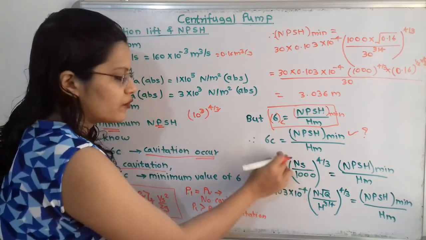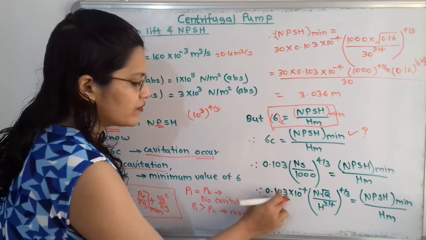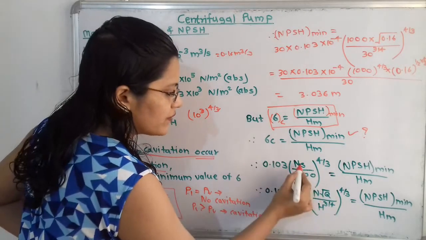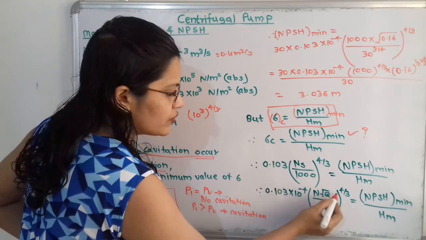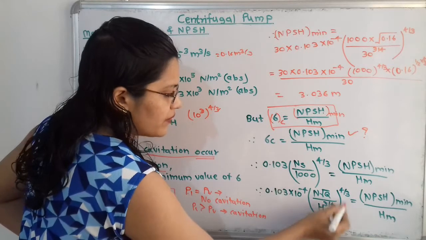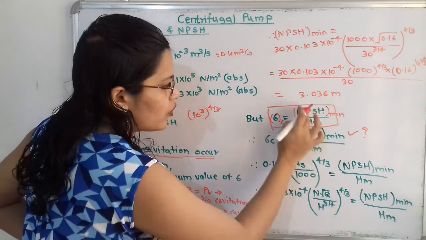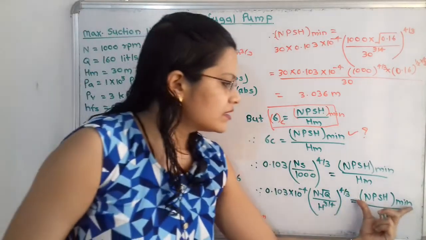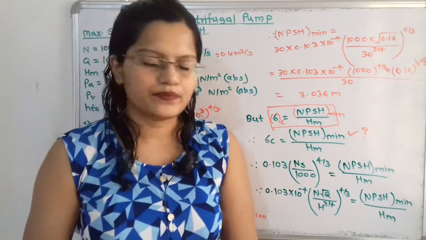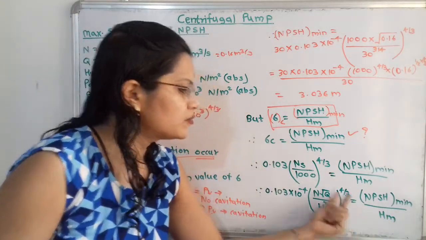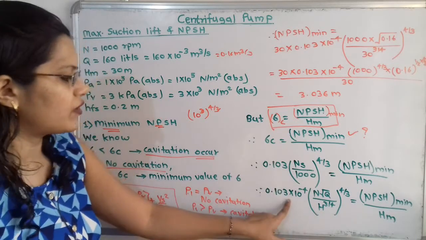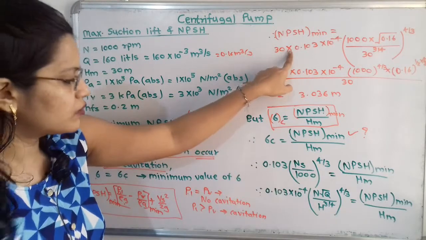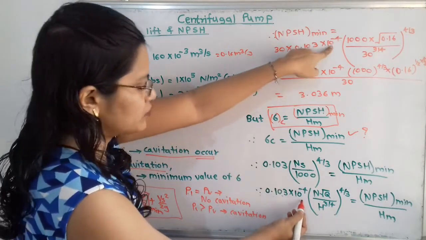If I shift this 10 raised to 4 to the numerator, then we have 0.103 into 10 raised to minus 4. Now the remaining value of ns is n under root of q divided by h raised to 3 by 4, raised to 4 by 3, which is equal to, on the right hand side, NPSH minimum by HM. This is the value that we have to find out. So again I will shift this HM to the left hand side and put the values. NPSH minimum is equal to HM, that is 30, into 0.103 into 10 raised to minus 4.